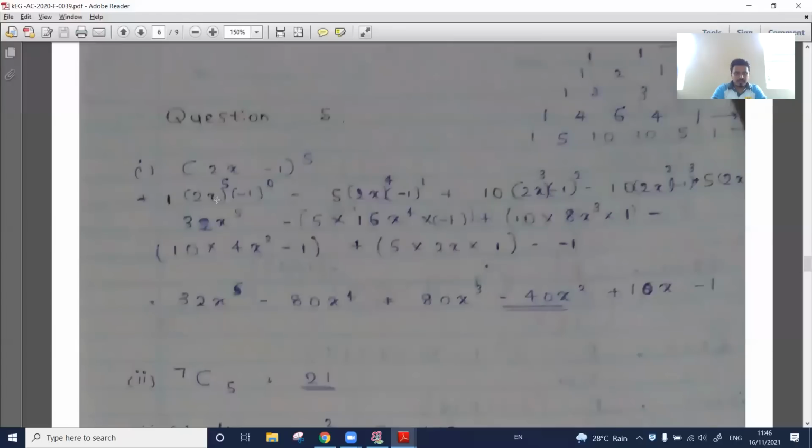So then we need to simplify it. This one, 32x to the power 5 minus, here it is 2 to the power 4, means 16, 16 times 5 is 80, into x to the power 4. Now this is also wrong. You can't consider it as minus 1. So I will do this.